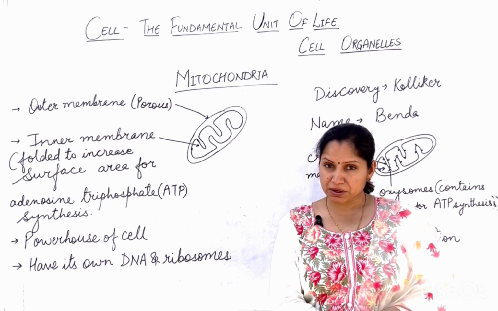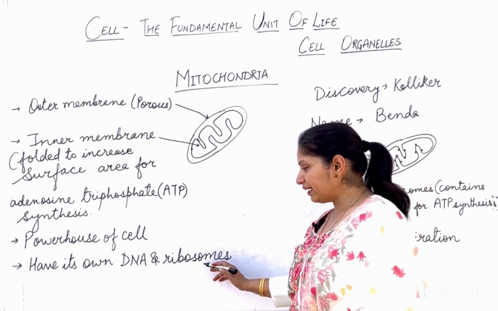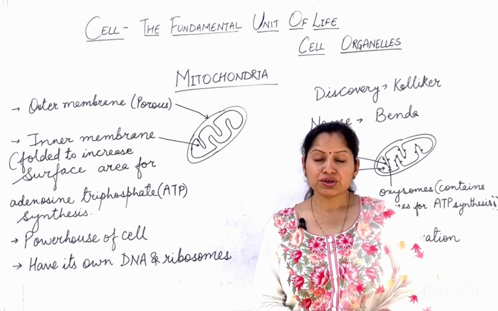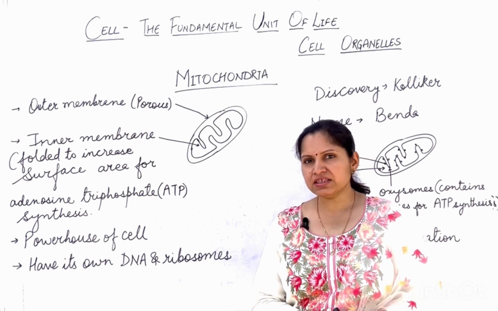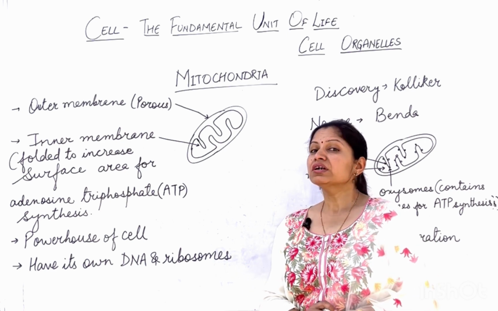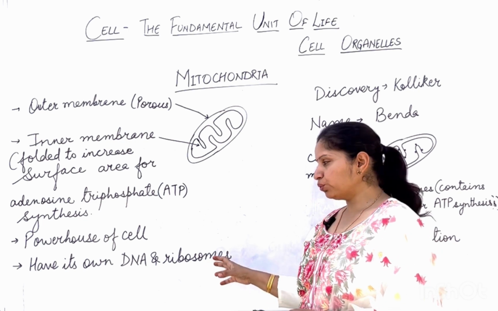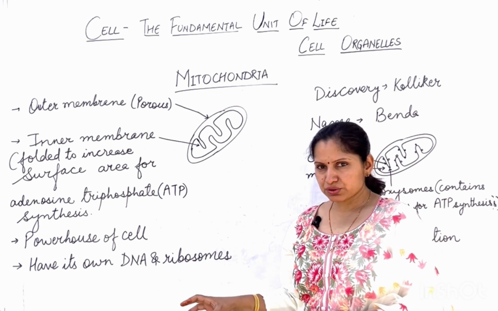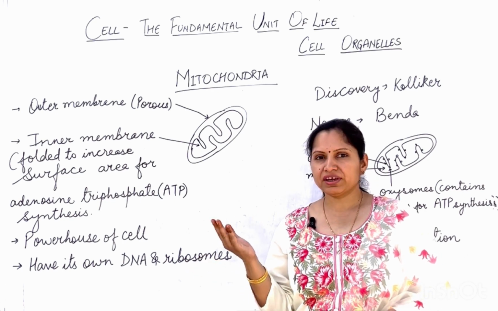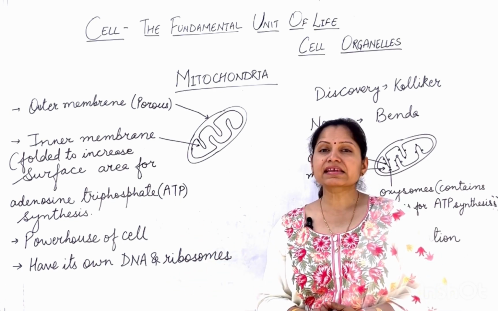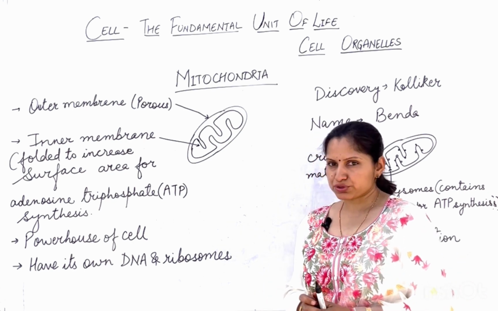It's a very special organelle in the sense that it has its own DNA and own ribosomes. So it can divide on its own, it can synthesize proteins on its own. So very few organelles have their own DNA and ribosomes, and that is mitochondria. The other one we'll read in plant cell, that is chloroplast, which also has its own DNA and ribosomes.